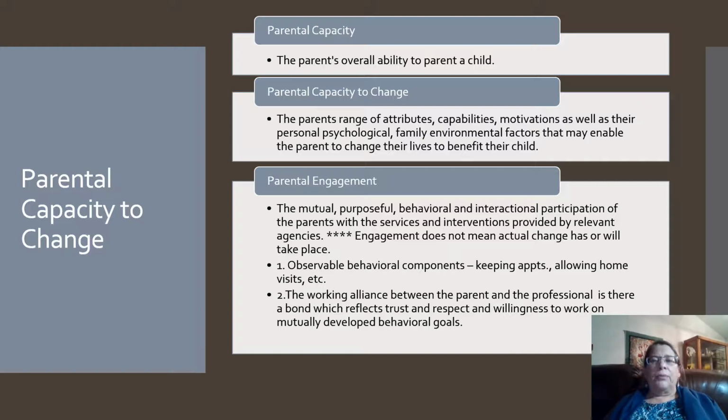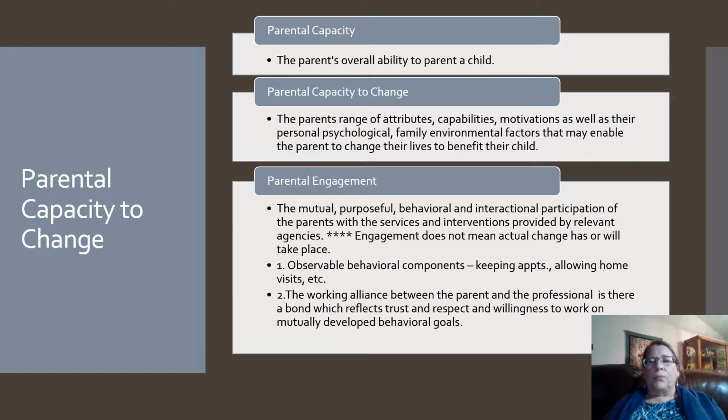And then we have the parental capacity to change. That's different. This is each parent's attributes or capabilities and motivations. What is their psychological needs? What kind of family environmental factors? And how do those enable the parent to actually change their life to benefit their child, or do they not have that capacity to change?